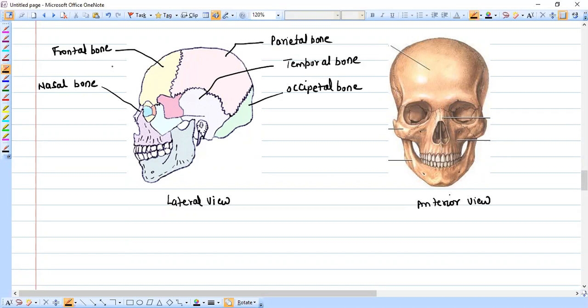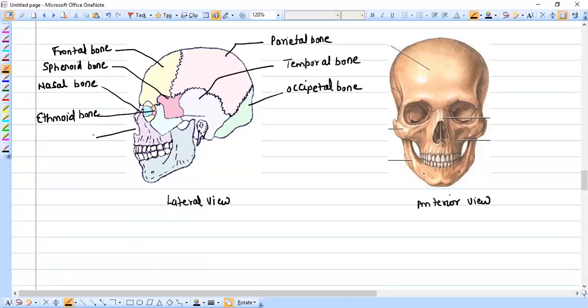This bone that you can observe here is called the sphenoid bone. Here, just behind the eye, this bone that you can see here, the pink colored one, is called the ethmoid bone. So we have frontal, parietal, occipital, temporal, sphenoid, and ethmoid.